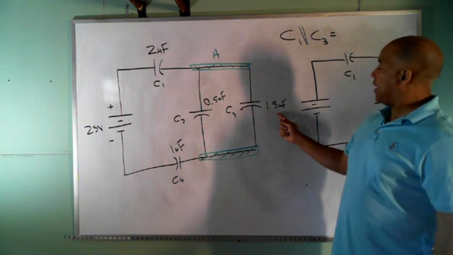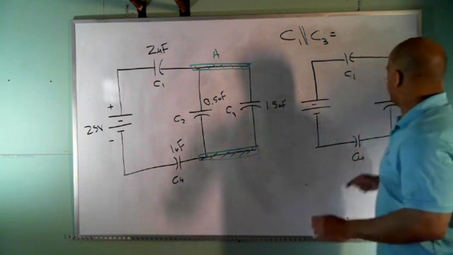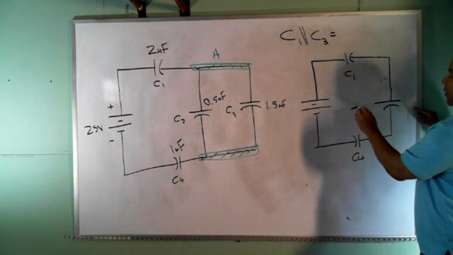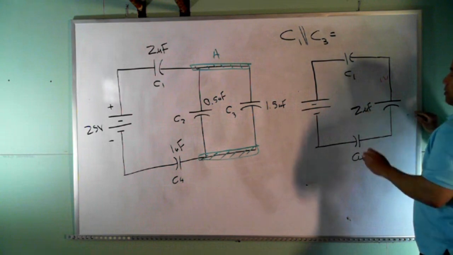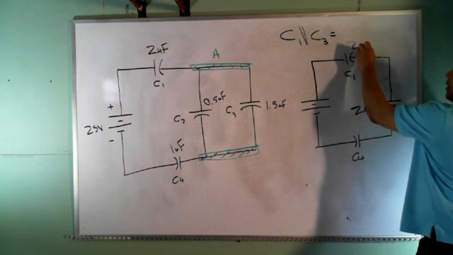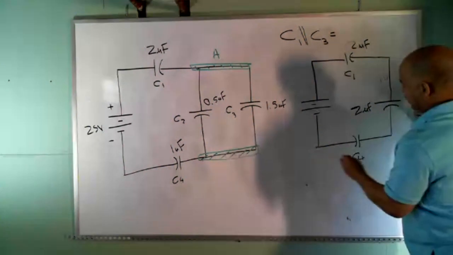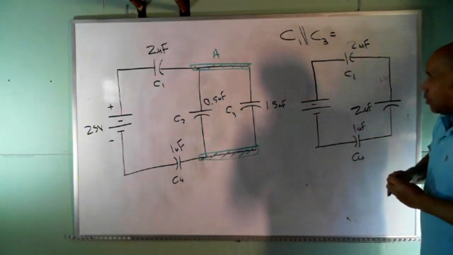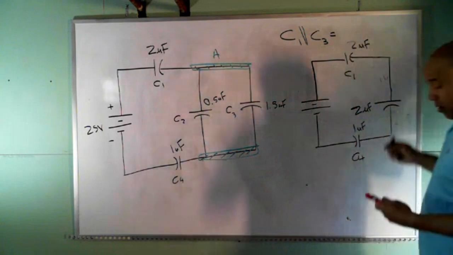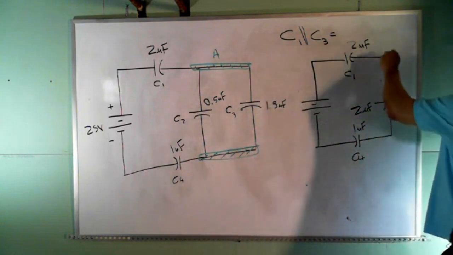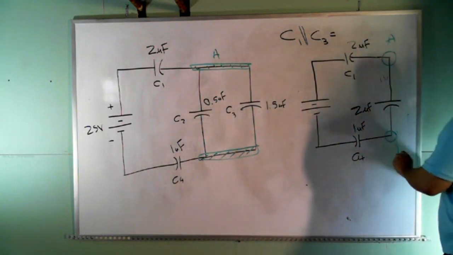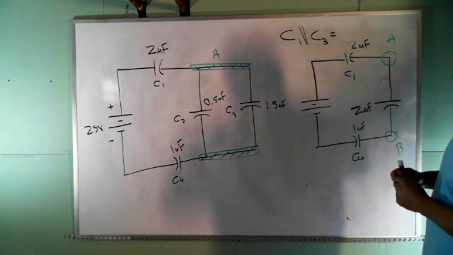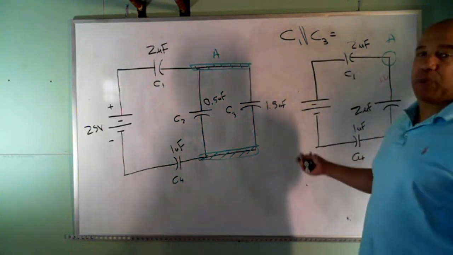I got 1.5 microfarads. I got 0.5 microfarads. The new value of this is going to be 2 microfarads. And then you know this is 2 microfarads. And then this was just 1 microfarad. And then I know that my nodes A and B are here and here. And once you get to this point, this is exactly like the first problem we did.